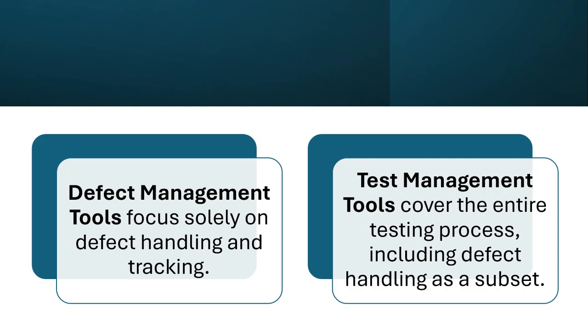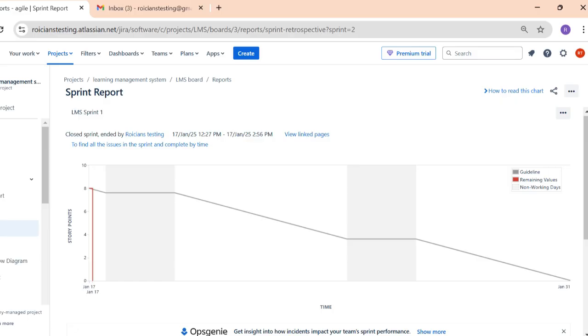But in order to overcome that, there is one add-in plugin called Zephyr Squad, which if integrated or configured with Jira, will make Jira a test management tool. So Jira plus Zephyr Squad is a test management tool. And today in this video, we will learn how to configure Zephyr Squad with Jira. Let's get started and hop to our project. So let's first configure Zephyr Squad with Jira.